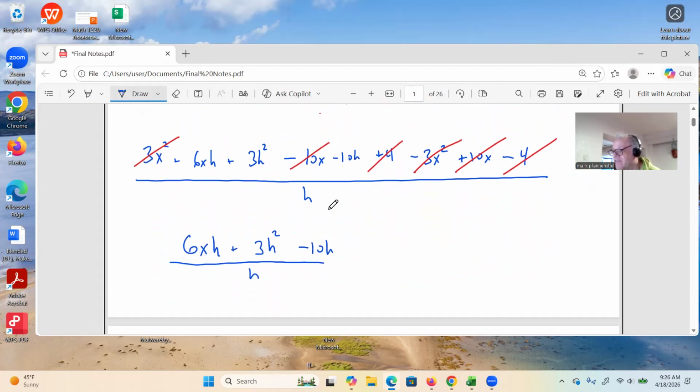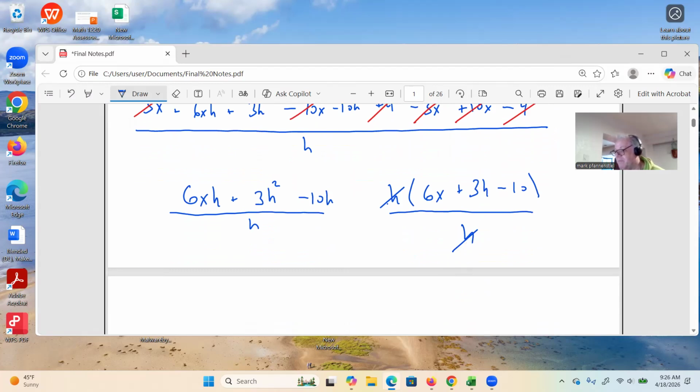Now, what I want you to do next is factor an h out of everything on the top. So we have an h times (6x plus 3h minus 10) all over h. Now we can cancel the h's. When you're doing these kinds of problems, you know you're done when you cancel this bottom h. That's how you're going to tell whether or not you're just about done. So my answer here, which does not look like an answer, I'm sorry for that, is 6x plus 3h minus 10, and that's what I would report for my answer. That's how you do a problem like this.